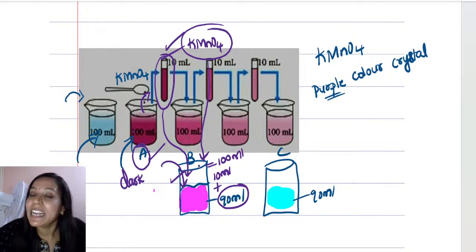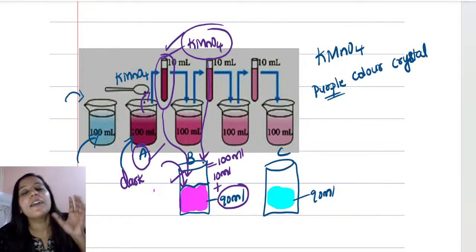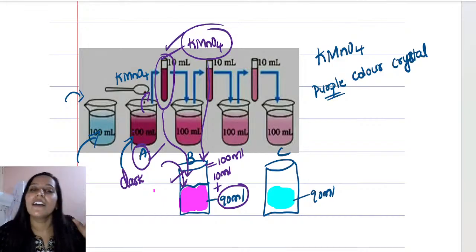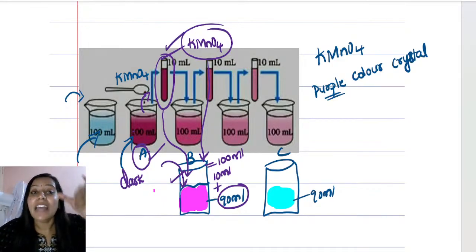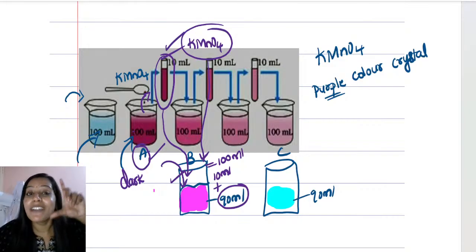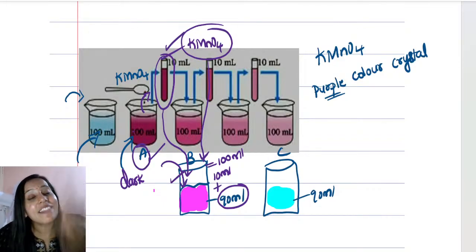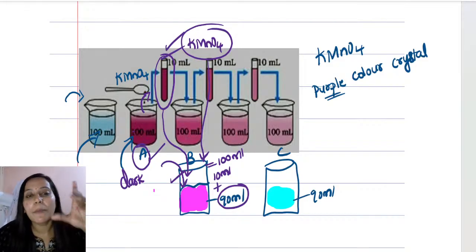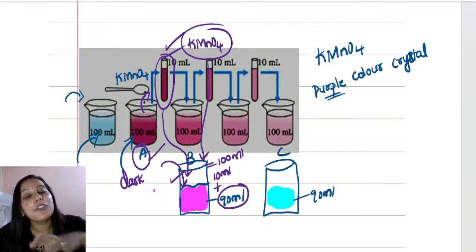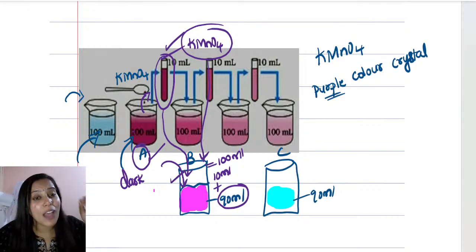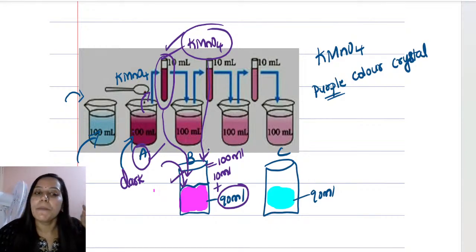But it is not completely like beaker A. It is a little bit lighter compared to beaker A, but still we got the color. So the potassium permanganate particles which were in beaker A, of which I took almost 10 ml, got further divided. When I put that solution into beaker B, the particles got further divided, and as a result beaker B changed its color.